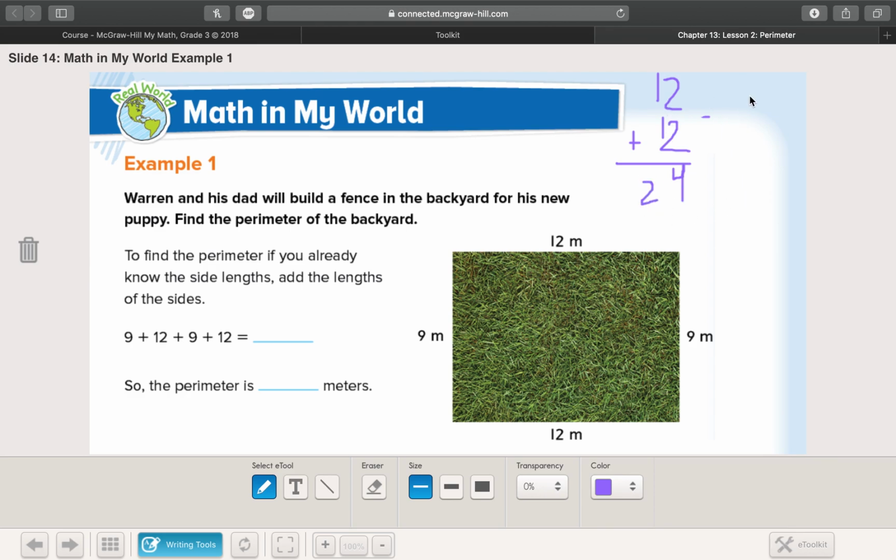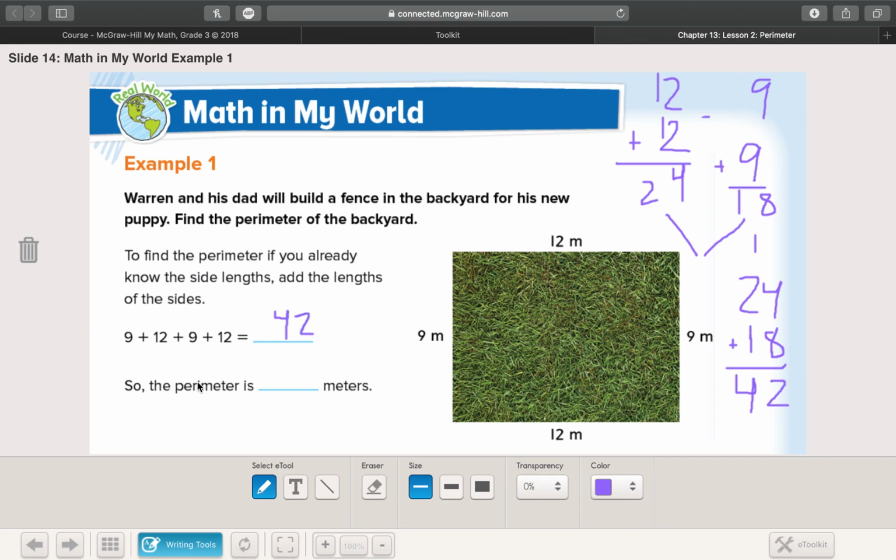12 plus 12 is 24. And what else? 9 plus 9, I already know is 18, because I know my doubles. Now I just have to add 24 and 18. 24 plus 18. Well, 8 plus 4 is 12. 2 plus 1 is 4. So my answer would be 42.